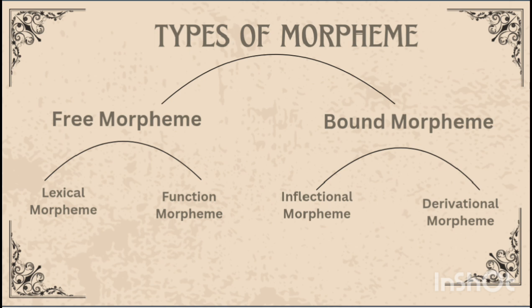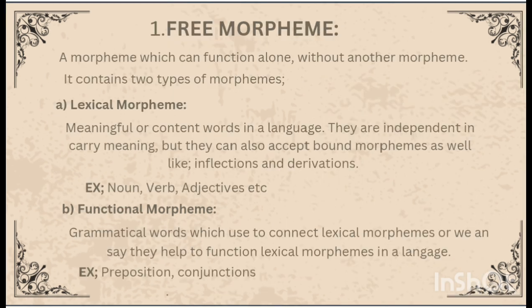The second type we have is bound morpheme. Bound morpheme is also divided into two parts. First is inflectional morpheme, second is derivational morpheme. Okay, so see the next slide for what free morphemes and bound morphemes are.